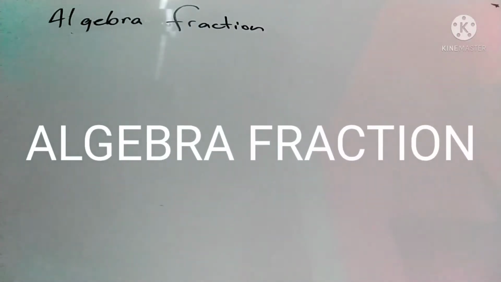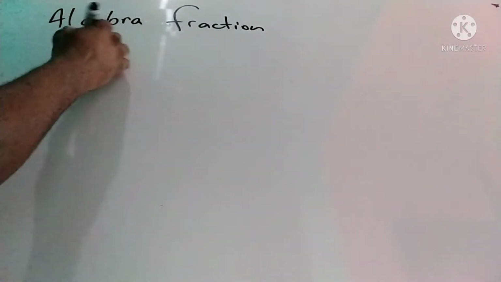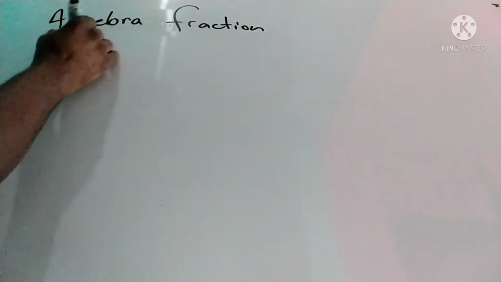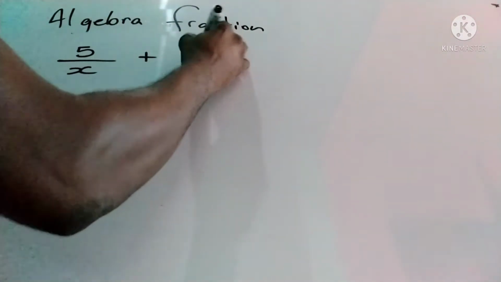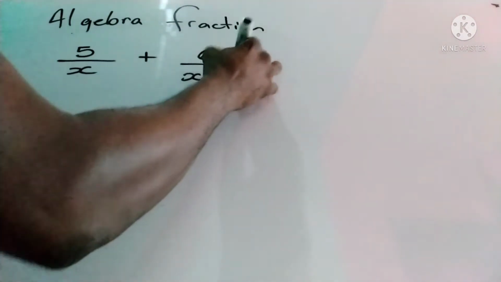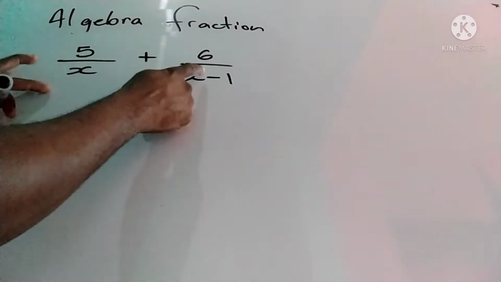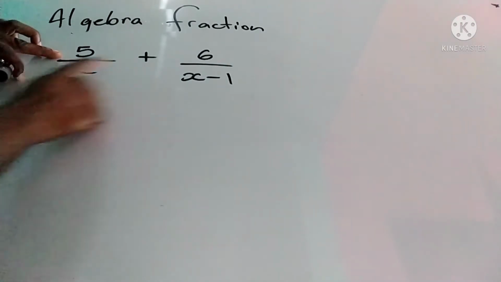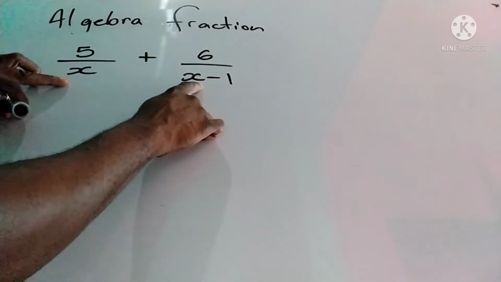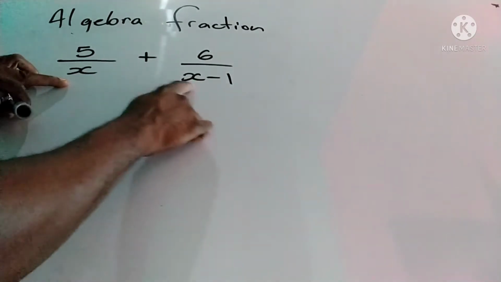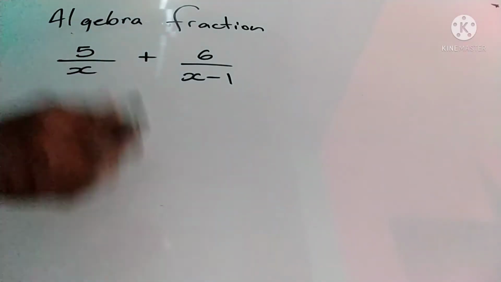So let's look at, what if we have 5 over x plus 6 over x minus 1? As you could see here, again, we're adding fractions. We actually have one fraction here adding to another fraction here. The denominators are different, so when denominators are different and we're adding fractions, we definitely need that LCM thing.